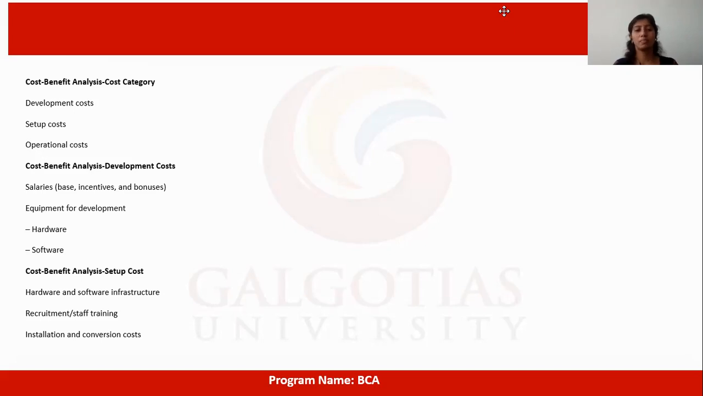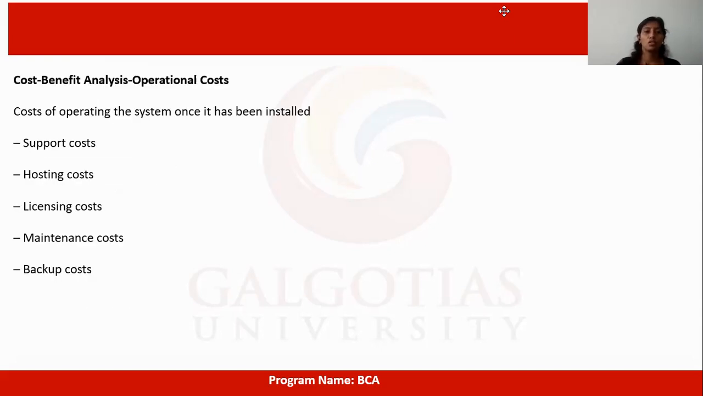And then cost benefit analysis, setup cost: hardware and software infrastructure, recruitment or staff training, installation and conversion costs. Cost benefit analysis, operational costs: costs of operating the system once it has been installed, support costs, hosting costs, licensing costs, maintenance costs, backup costs.